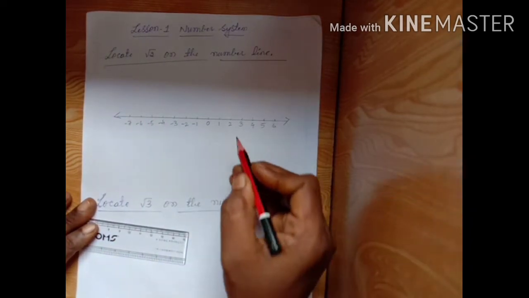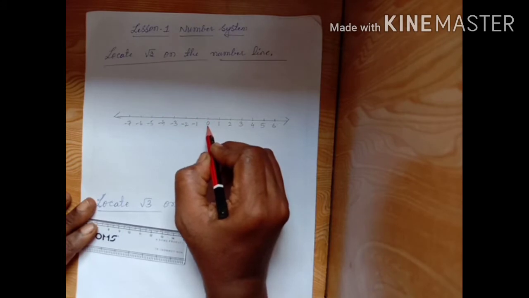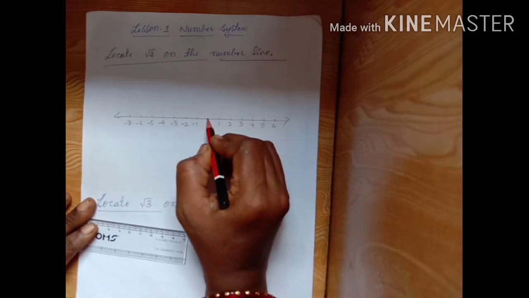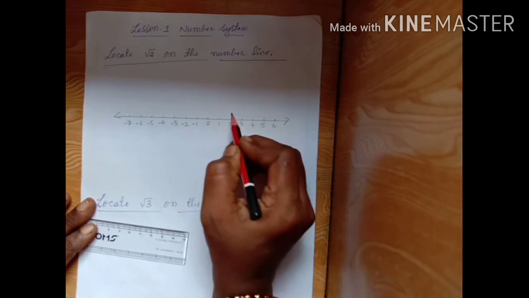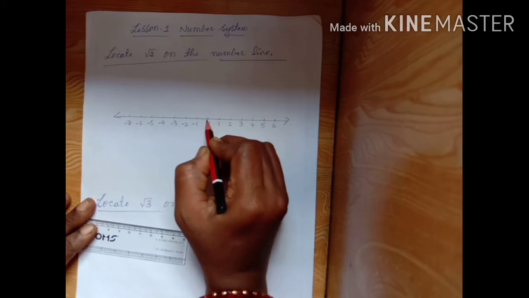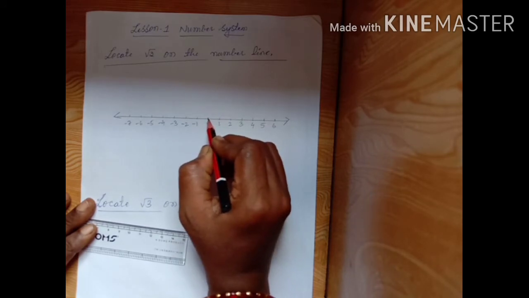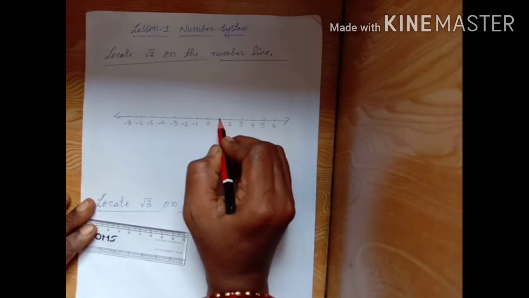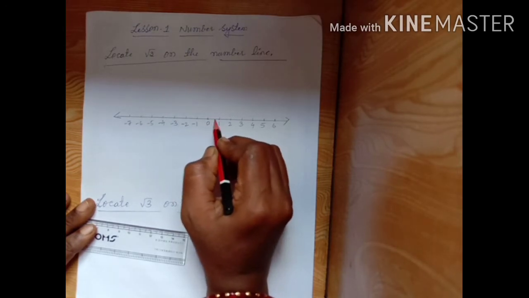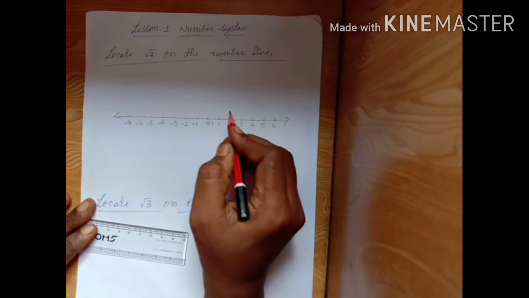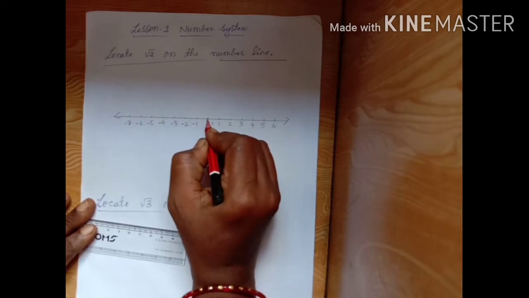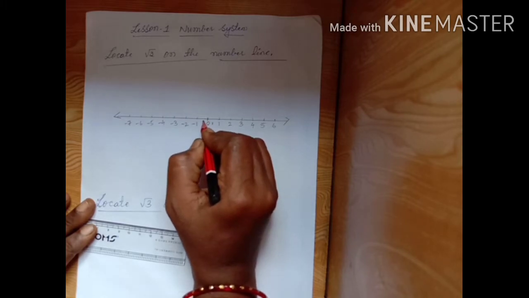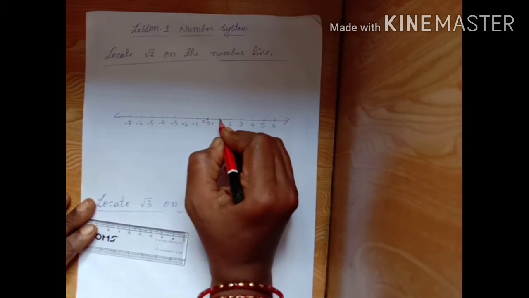Okay children, now come back to this 0. On the number line we have 0, and then the next number is 1, the positive number. From 0 to 1, how much is the unit we have chosen here? 1, yes or no, children? So let us name this 0 as O, and 1 as A.